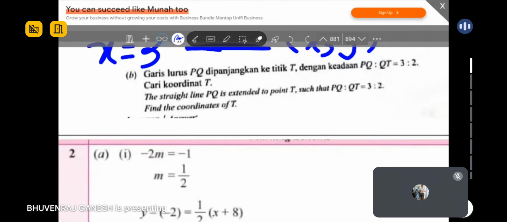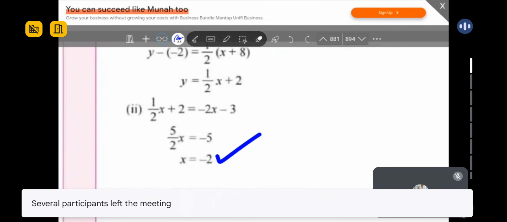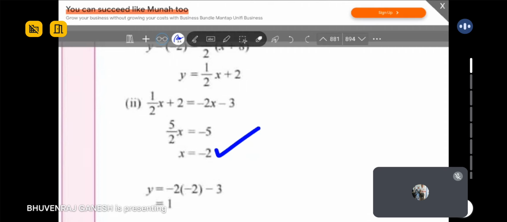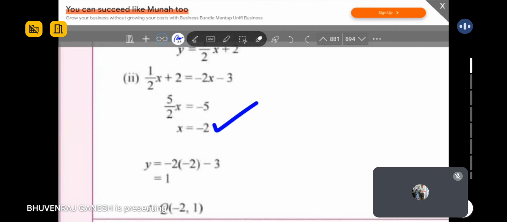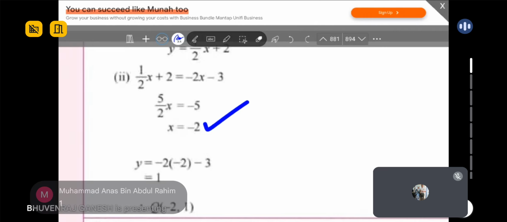Okay? So, kamu gantikan balik lah. Just substitute in any equation. Pilih mana-mana satu. You get Y equal to 1. Okay, lepas tu jawapan dia adalah negatif 2, 1. Understand guys? Do you all get it? 1 or 2?